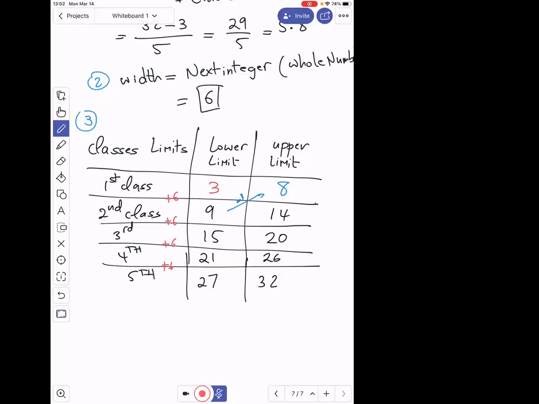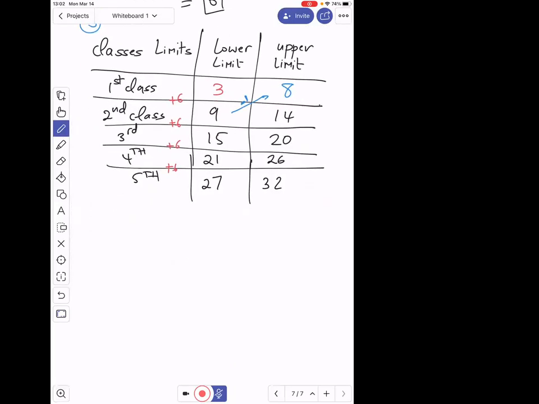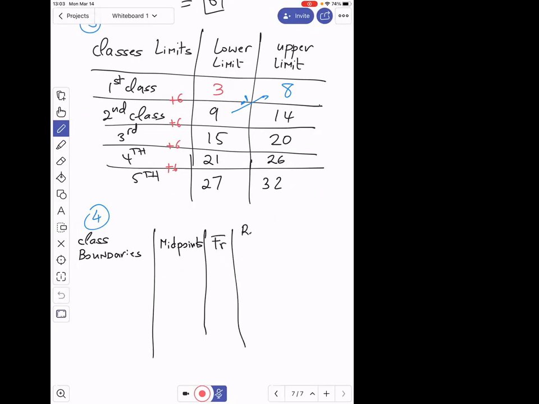All right, guys. So once you've got your classes limits, now we can make our table. So step 4. In our table, we have classes boundaries, and then midpoints, and then frequency, and then relative frequency, and then cumulative frequency. All right.